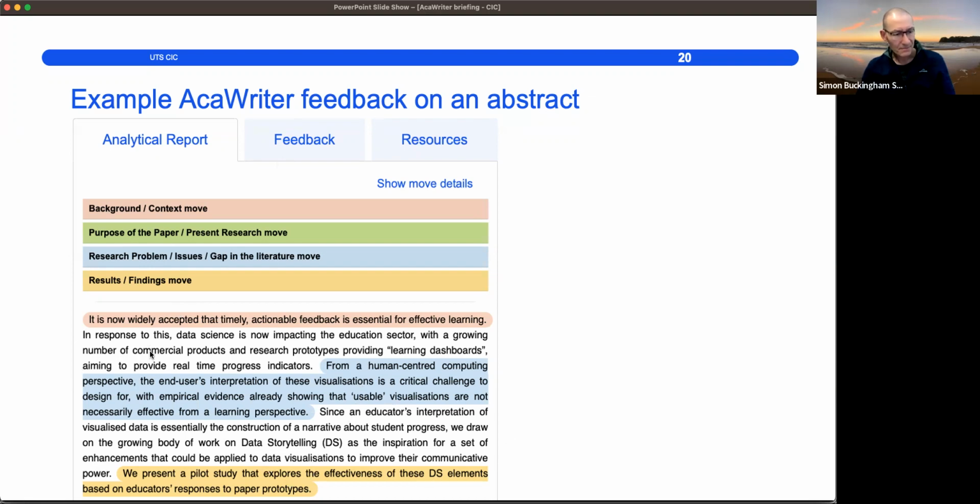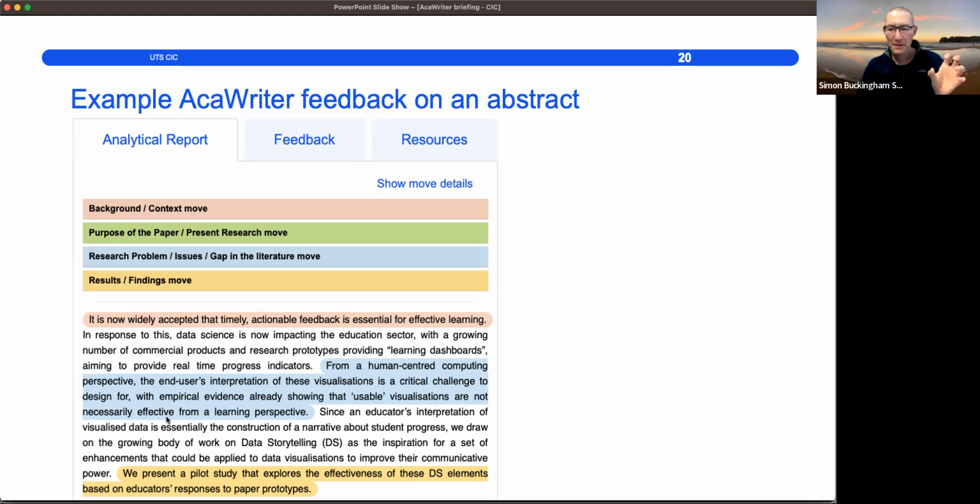Here's an abstract. It's now widely accepted that timely, actionable feedback is essential for effective learning. Okay, there's a nice background context move. We are asserting that this is important. Actionable feedback is important. Okay, there is no green sentence at the top about the purpose of the paper. There's a comment about what data science is doing. But then we get to this blue sentence, which is that something is a critical challenge. And we've got evidence showing that some things are not necessarily effective.